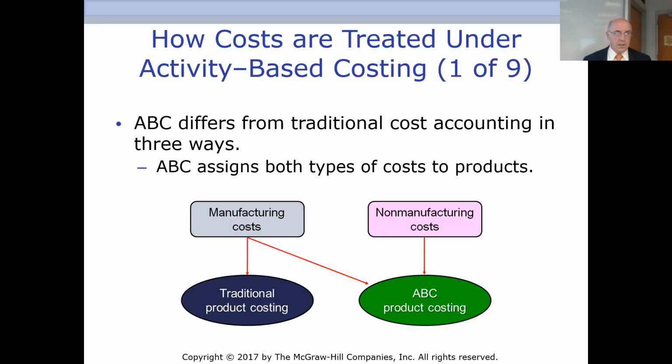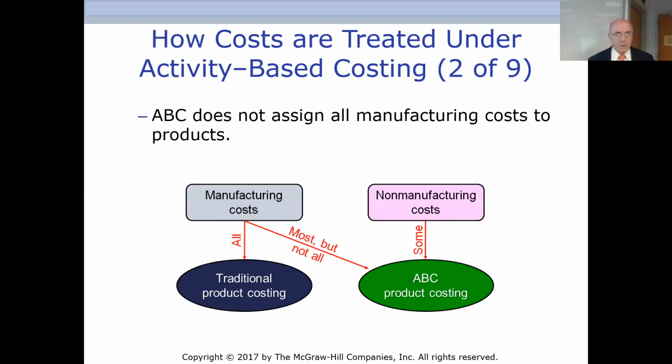And how costs are treated under activity-based costing compared to the traditional way. Remember the traditional way? There are three manufacturing costs: direct material, direct labor, and factory overhead. Those are all product costs, and we ignored the selling and administrative stuff when we were computing cost of goods sold. It's a little different under activity-based costing. You look at some manufacturing and also non-manufacturing costs. We'll see how that works. So it does not assign all manufacturing costs to products, which is a little bit different.